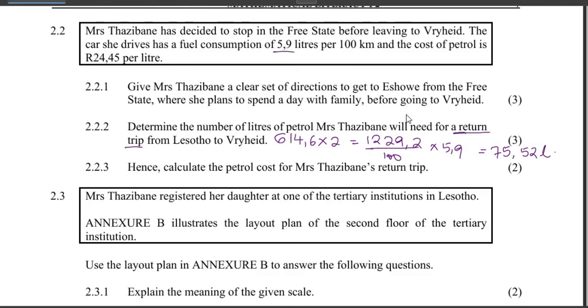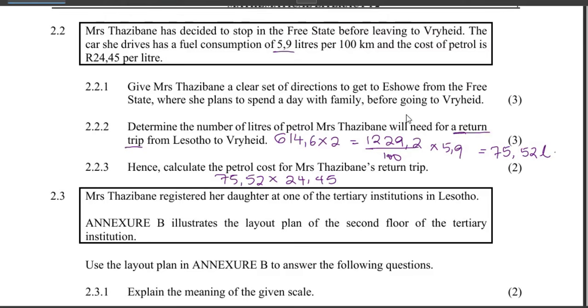So the number of liters is going to be 75.52 liters. Hence, calculate the total petrol cost. So we shall just say our 75.52 times 24 rands 45 cents.